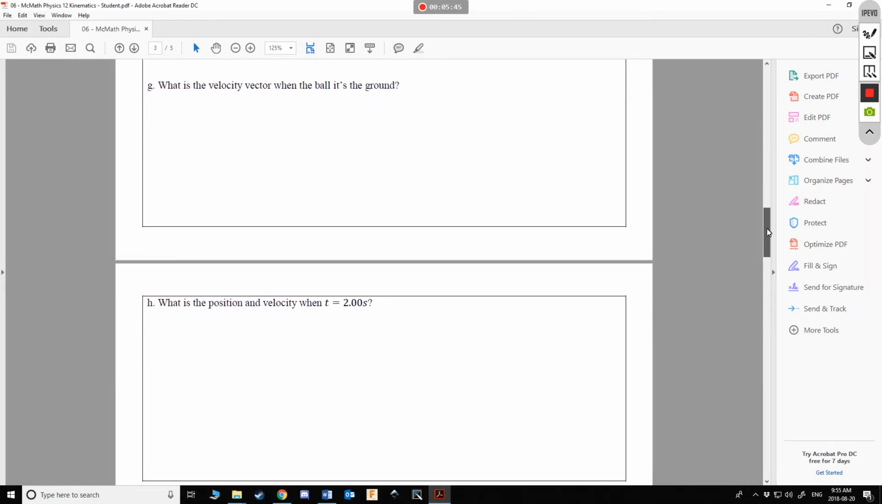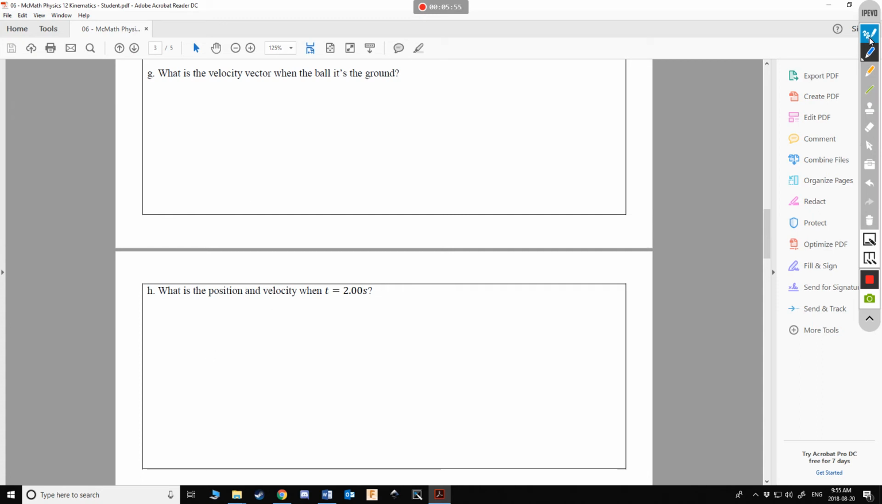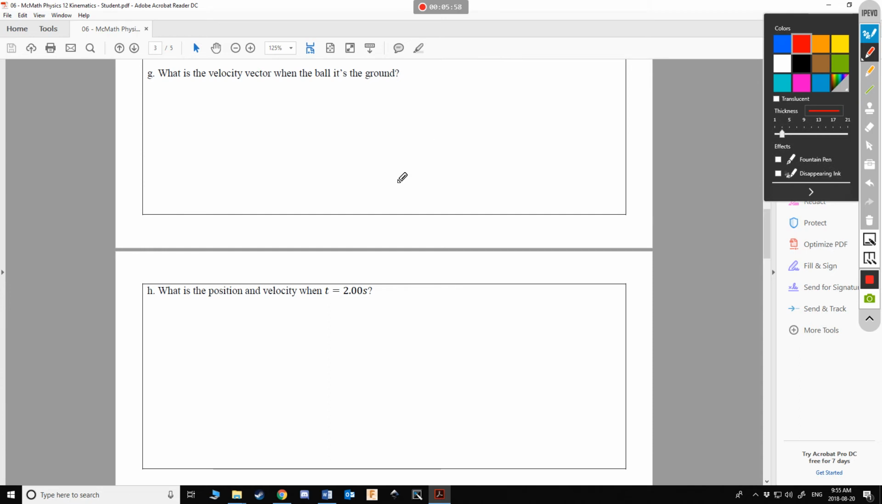And our last question is, what is the position and velocity when t is equal to 2 seconds? I'm just going to draw that parabola again. Here's our parabola. We know it took 6.04 seconds to get to the end. This is half, 3.02 seconds. We know 2 seconds is probably somewhere around here. So we're trying to find out what is the velocity at that point and the position.